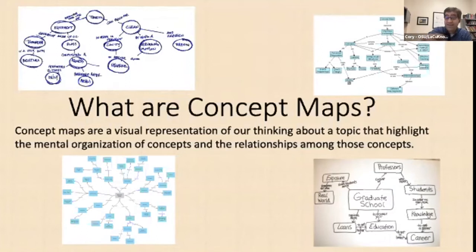And it can be about anything. So we've got examples here that range from teeth and what they're for to, in the lower right, graduate school and how you make it through graduate school. So concept maps can be about any concept, but it's a visual representation of our mental model of that concept.